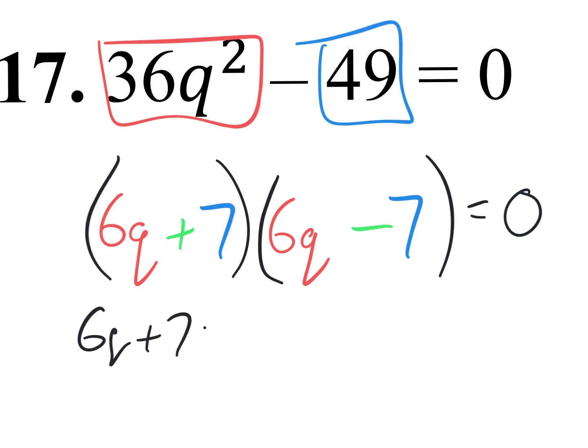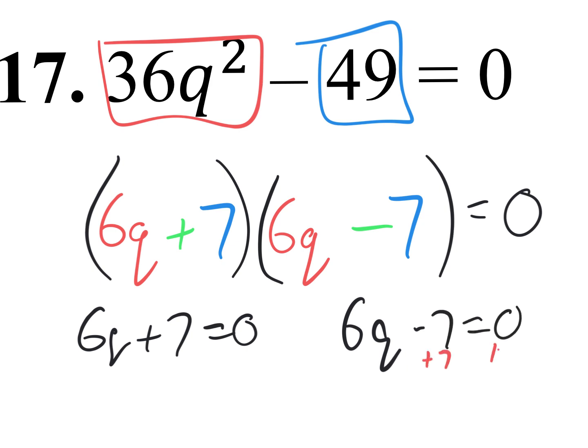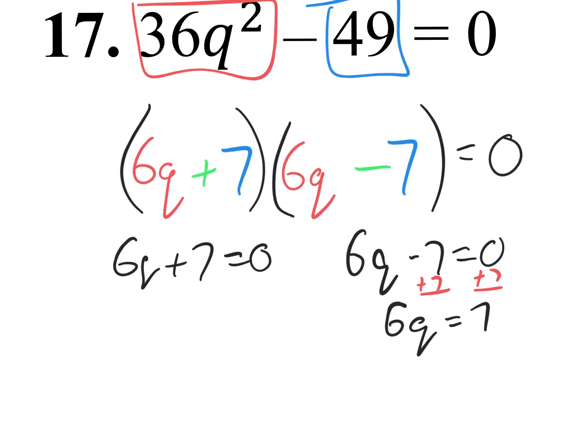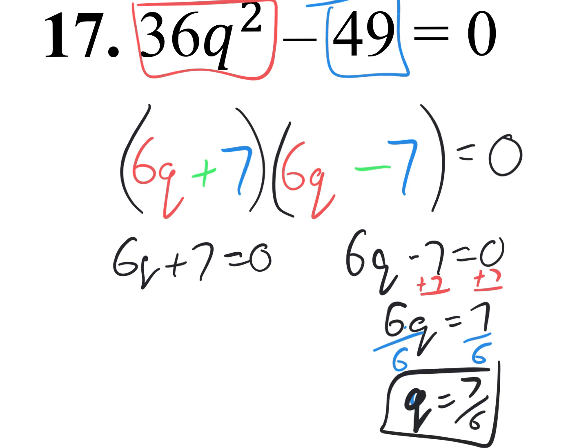6q plus 7 equals 0. 6q minus 7 equals 0. So if you solve one, plus 7, you're going to end up with 6q equaling 7. And then you would divide both sides by 6. And that'll give you q equals 7/6.